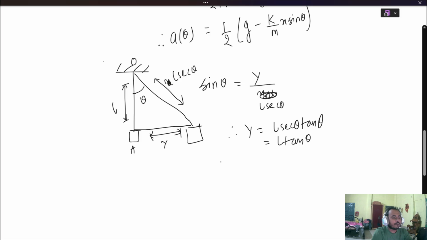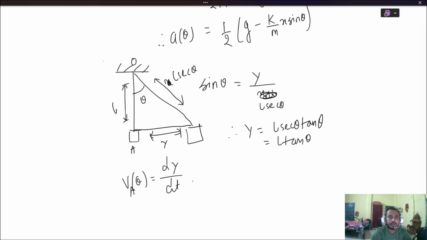Now, why am I trying to find the value of y? Because y is the distance or the displacement of the block, right? So if we can find dy by dt, that should be the velocity of the block A with respect to theta, because the velocity also changes as the angle changes, right? So dy by dt would give you the rate of change of the displacement with respect to time, which is essentially the velocity. Now, if you differentiate L tan theta, you simply get L into sec squared theta into d theta by dt. This is important because theta is a function of t as well.